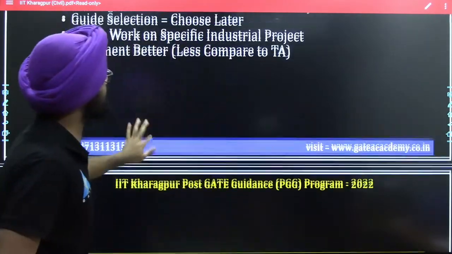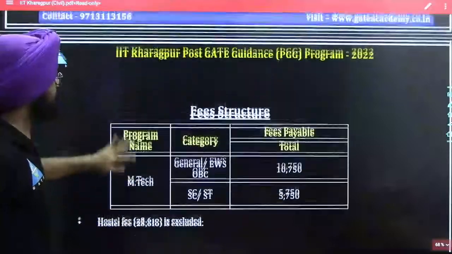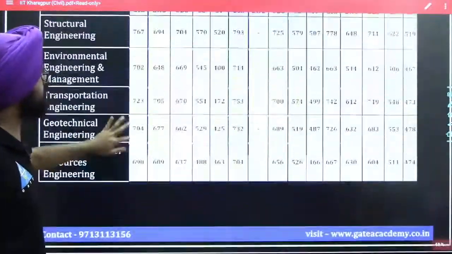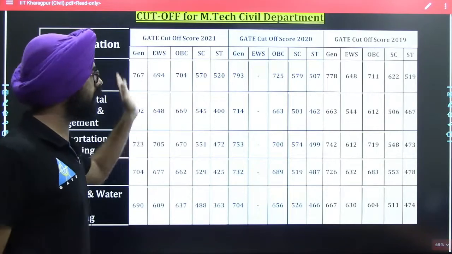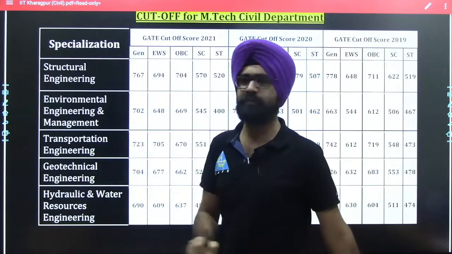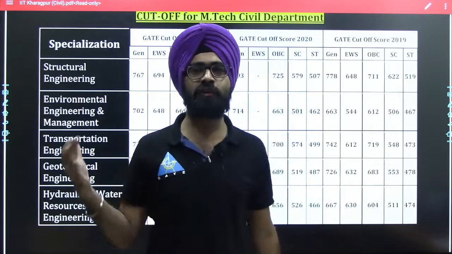So this was the basic idea that you should have before applying into the IIT. These were the cutoff scores, the minimum cutoff score required to get admission into these many branches. I suppose this information is sufficient for you.